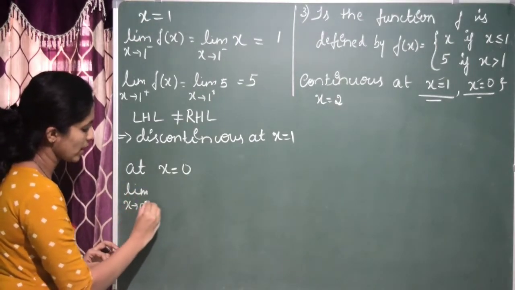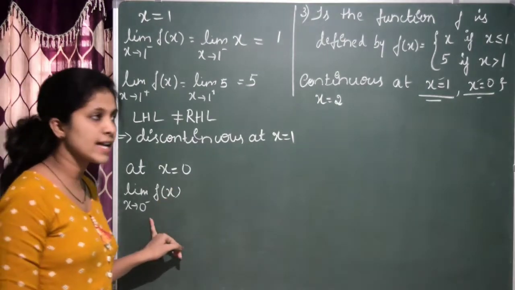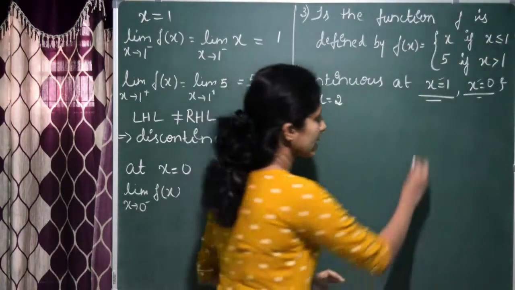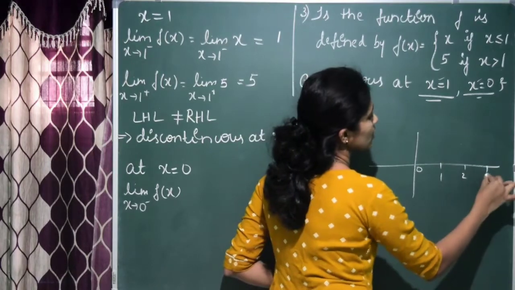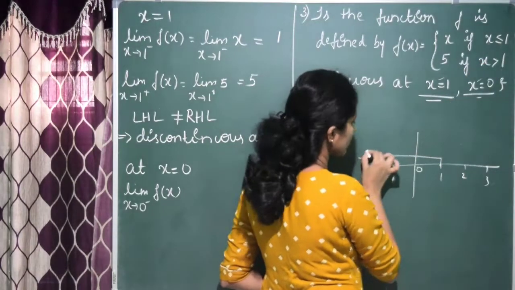x tends to 0 minus f of x. So the value of x should be less than 0. The value of x is less than 1. Here only less than 0 will be there, right? If I consider the graph of the function, this is 0, 1, 2, 3 and this is minus 1. The value of x is less than 1. So here less than 1, right?